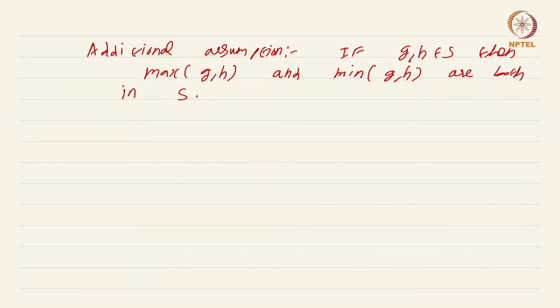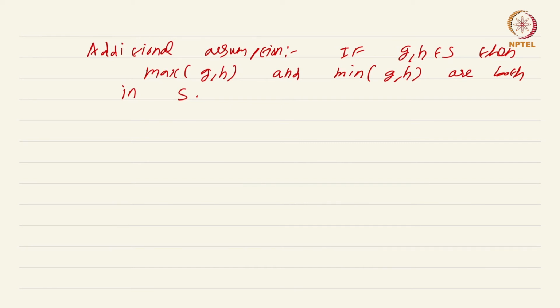If you cannot see it immediately, please pause the video, spend 5 to 10 minutes and figure out why the maximum and minimum of two continuous functions is always continuous. So we are going to make this additional assumption about S, and towards the end of the proof I will highlight how we can get rid of it. In fact, it is getting rid of this additional assumption that actually requires the classical Weierstrass approximation theorem.